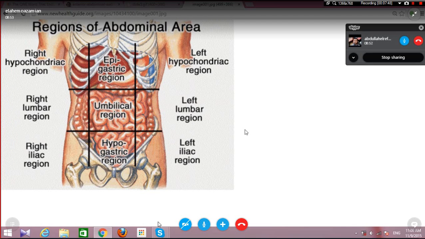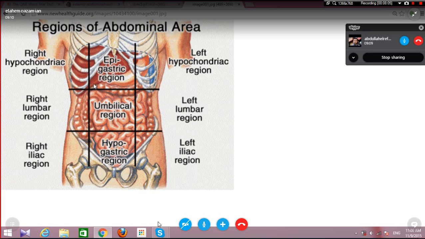For example, transpyloric. Pylorus. Do you know what is pylorus? No. You learn later. After the stomach here, this part is called the pyloric part of the stomach. How do you draw this line?